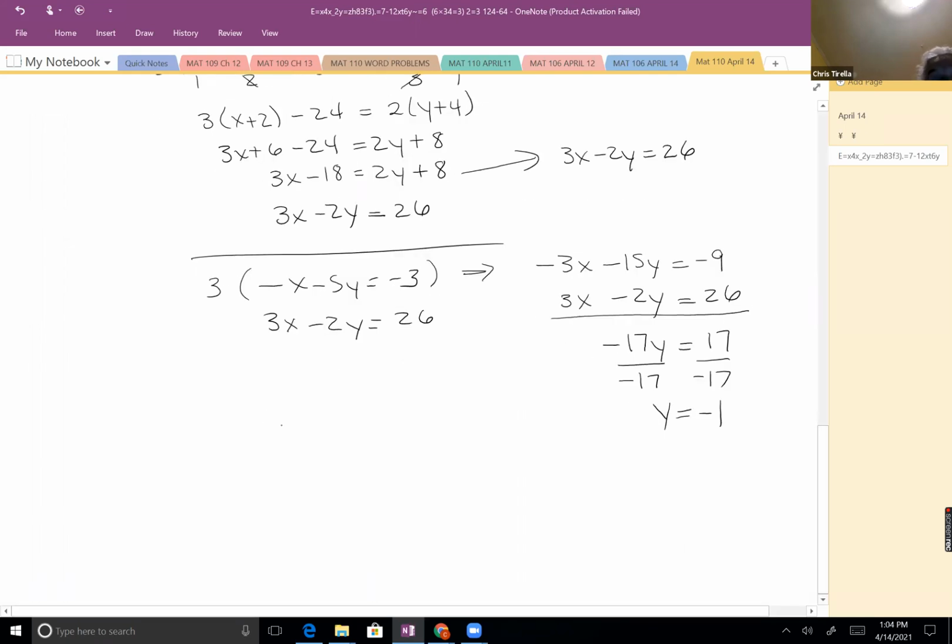And then I guess I'll use -x minus 5y equals -3 in order to find my x. -x minus 5 times y, which is -1, equals -3. Gives me -x plus 5 equals -3. Subtracting 5, -x is -8. So dividing, x is 8. And my solution is (8, -1).